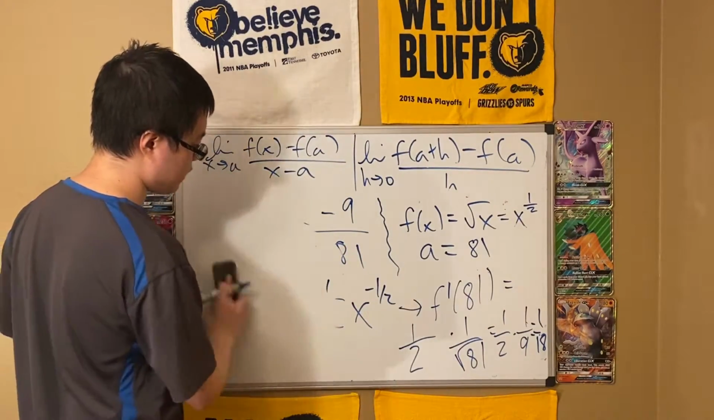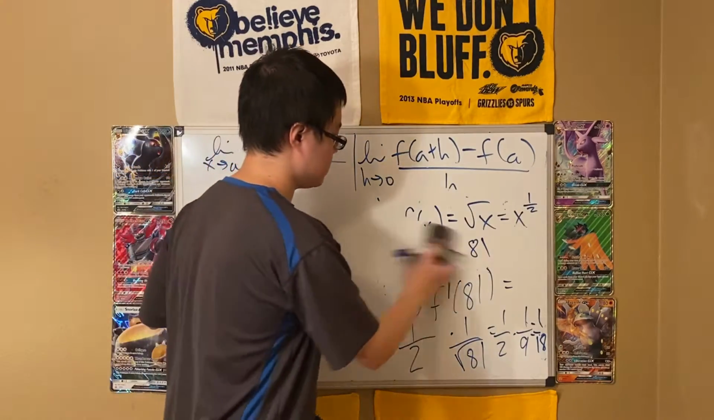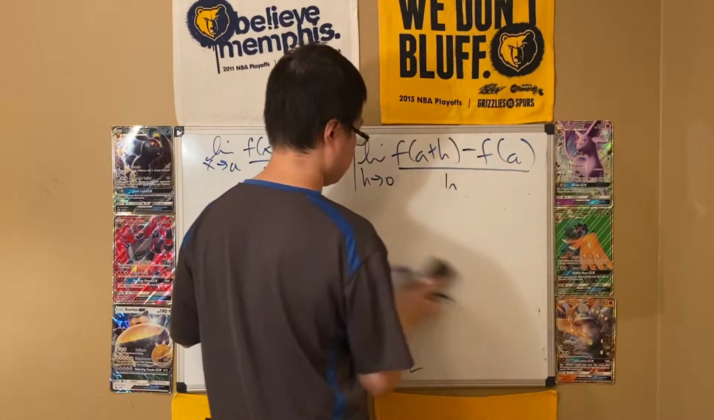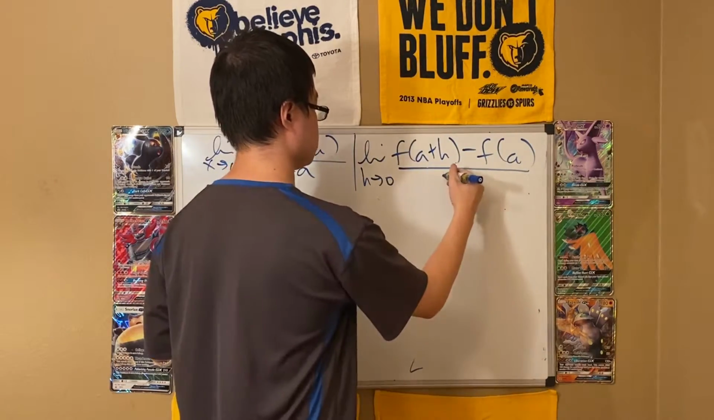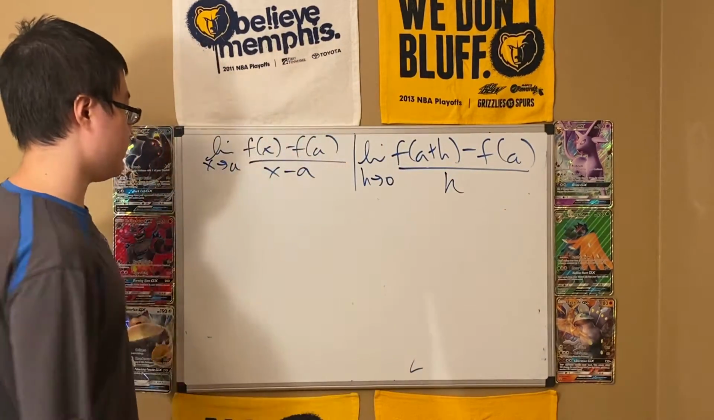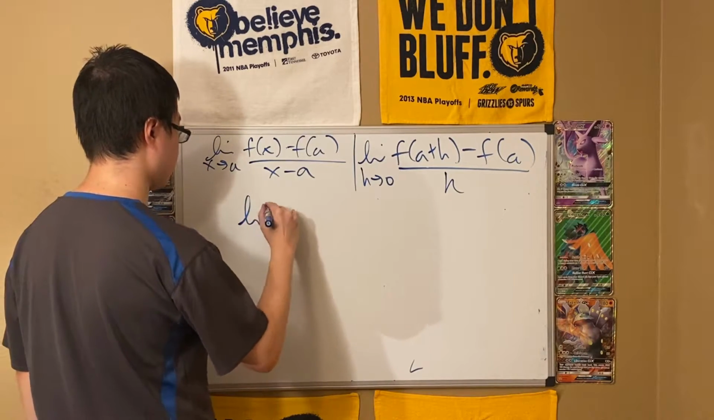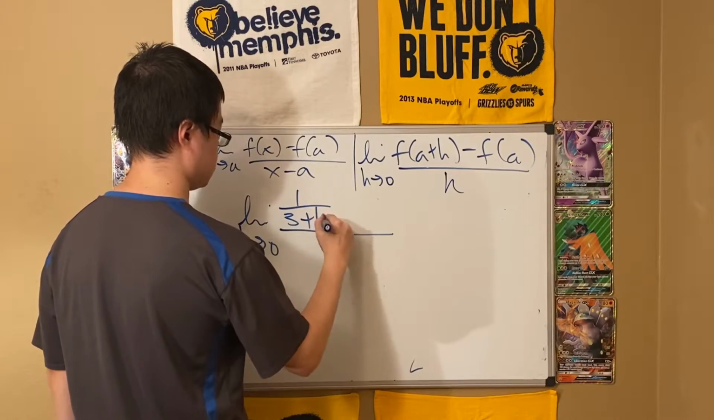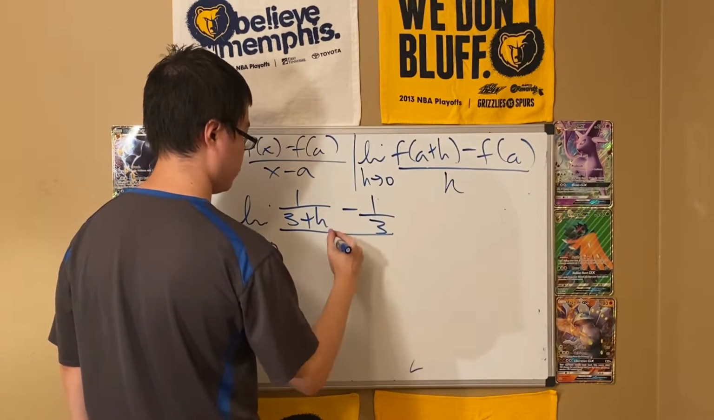So I'm going to erase this guy. Love to erase. Favorite part of the job. So let's do this. Let's not erase too much. So let's do another H1. Let's do fractions because fractions are the worst. So we're going to do the limit of 1 over 3 plus h minus 1/3, all over h.